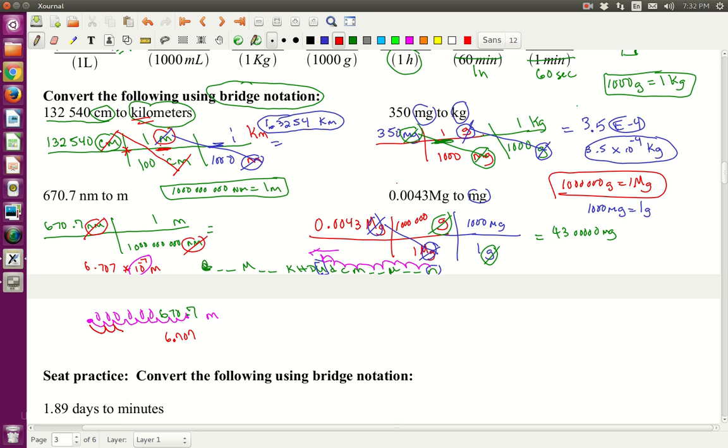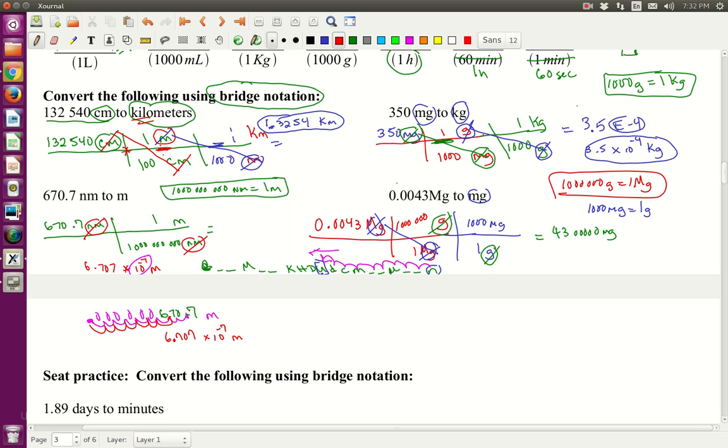1, 2, 3, 4, 5, 6, 7 spots. So times 10 to the -7. So see, I'm going from the left to the right. I'm going from the teeny. When I start with a number way less than 1, then the exponent is going to be a negative number. When the number is very much less than 1, it's going to be a negative number. So 10 to the -7 meters. So I just did it by shifting the decimals.